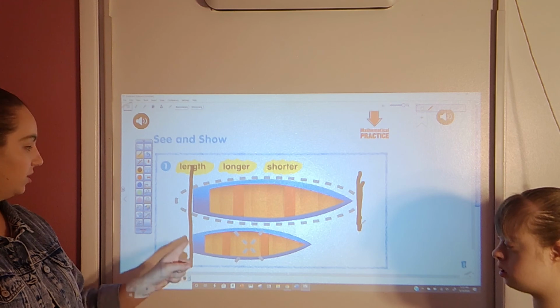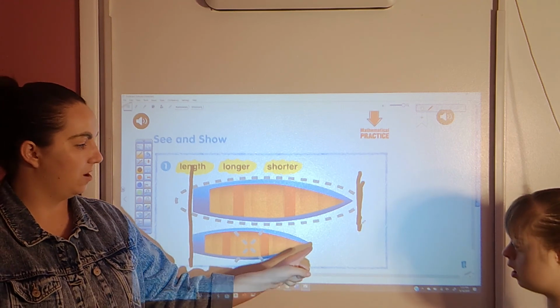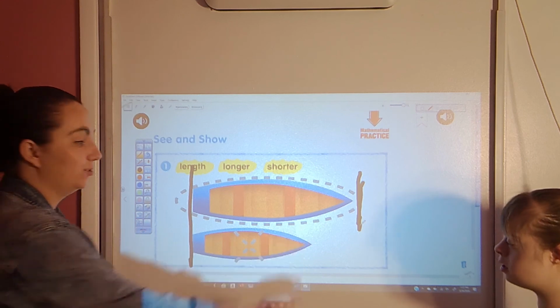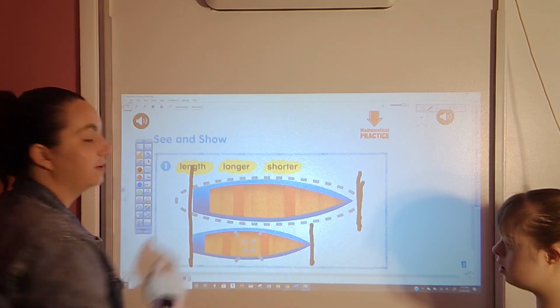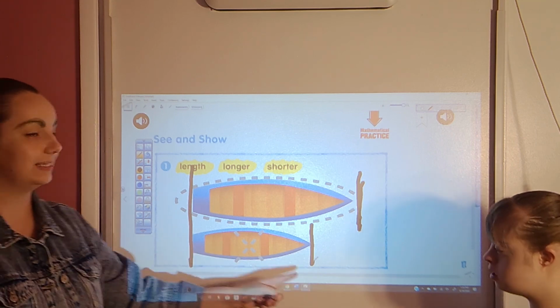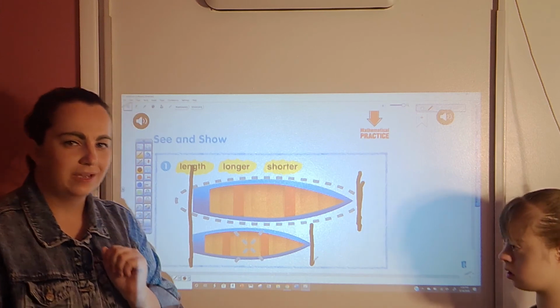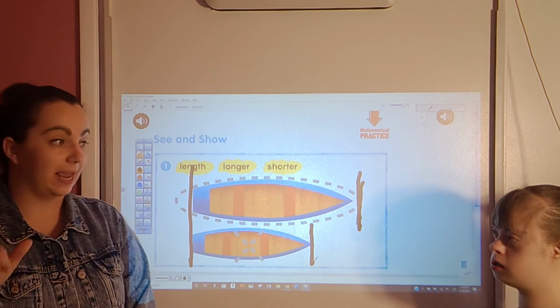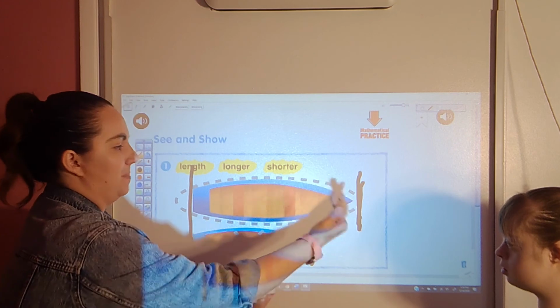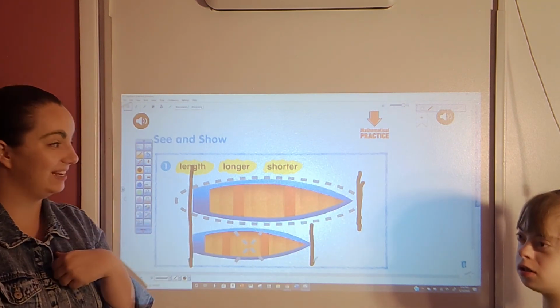This boat, start from this side. Where does the boat end? Right there. So I'm going to draw a line right there. Help me see the length of the boat, side to side. Now, looking at these two boats, do they have the same length? Do these lines match up? Are they the same? No. No. Very good, Kaylee.